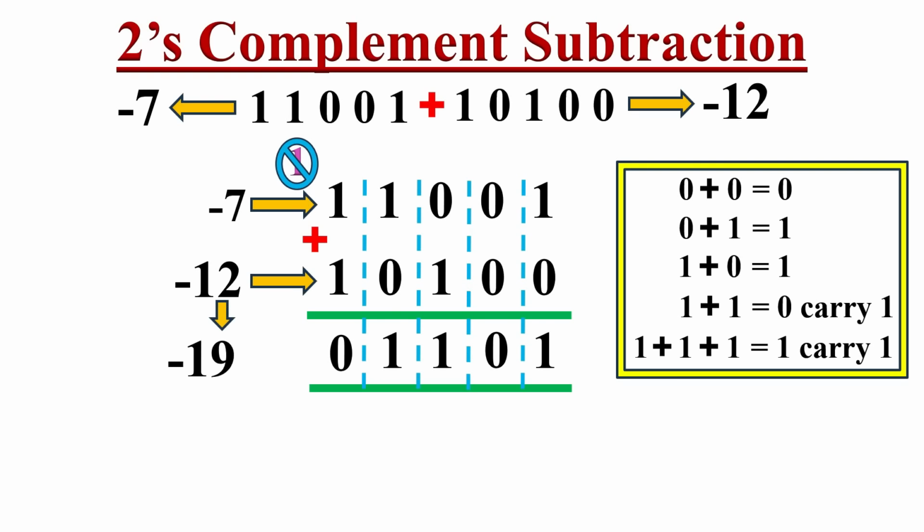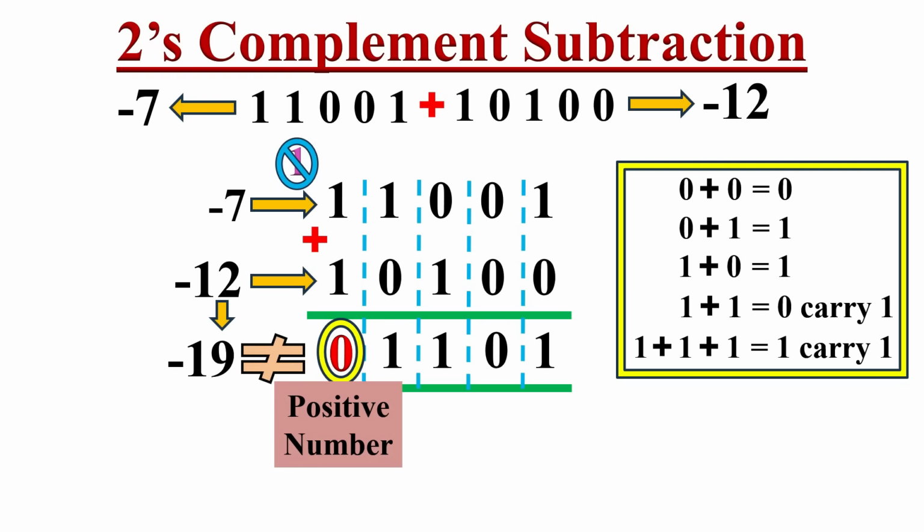But if you observe, the MSB bit of the result is 0. Hence this binary number is positive. So our result is not correct. Why we got this incorrect result? The reason is very simple. By using 5-bit, we can represent binary numbers from minus 16 to plus 15. Here the result minus 19 is out of 5 bits range. Therefore we got incorrect or overflow condition.